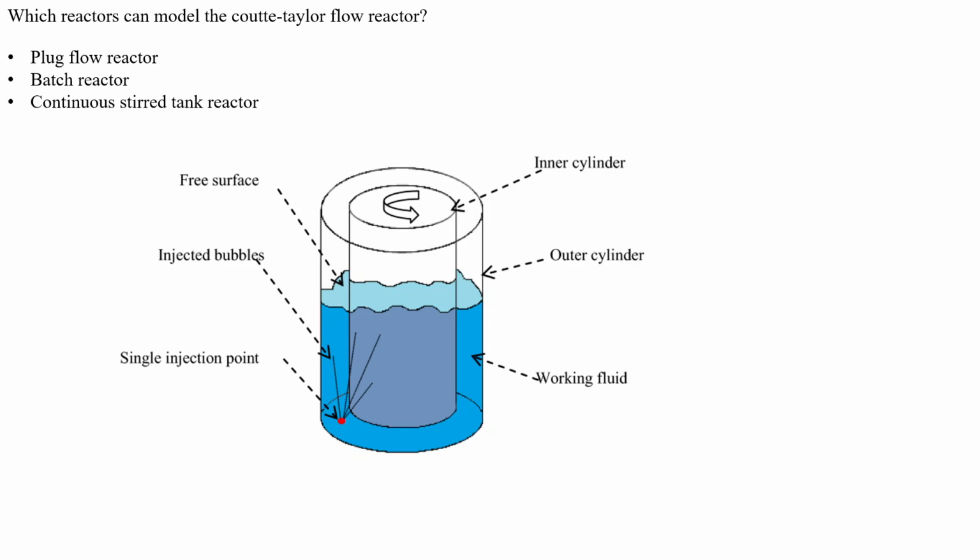And since we are talking about mixing, the mechanism of Couette-Taylor flow is similar to that of a mixed flow reactor. Since mixing is taking place continuously, and because of the viscosity gradient forming from the fast mixing and polymerization occurring simultaneously, this flow is similar to a continuous stirred tank reactor in series. So the answer for this question is continuous stirred tank reactor.